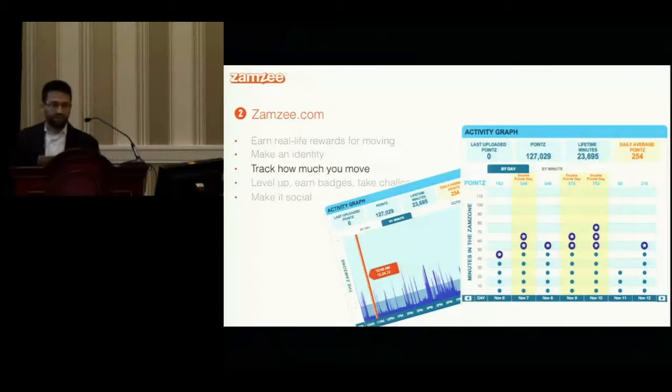Tracking how much you move, obviously very important, is a big part of it. So that's a key part of the experience. In Zamzy, you get points for every minute of moderate to vigorous physical activity. We call that in the zone. So you get points for minutes in the zone. What's different about Zamzy is that we actually reward kids for improvement, not just gross performance.